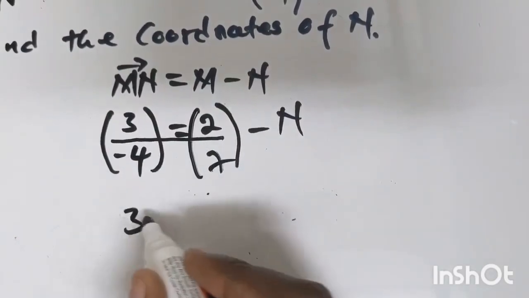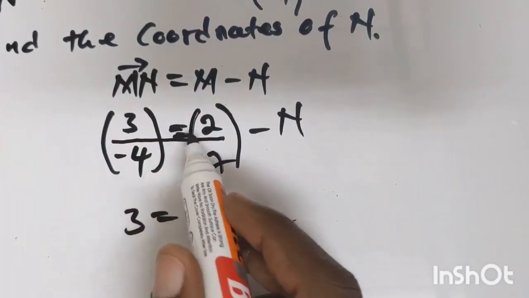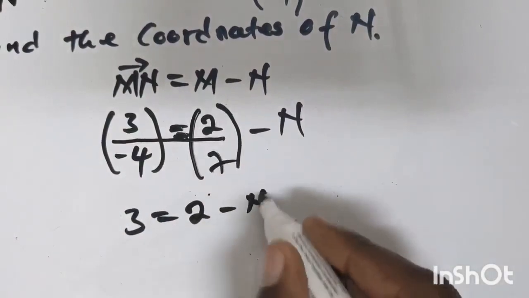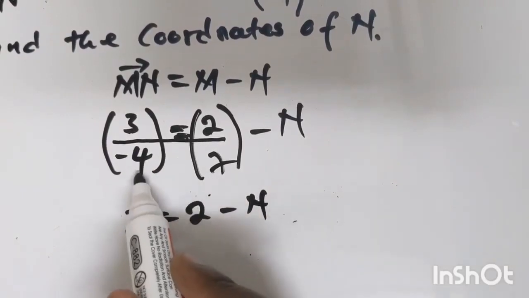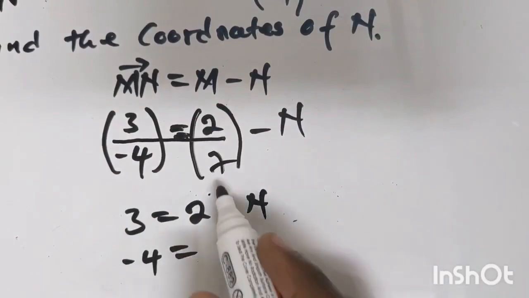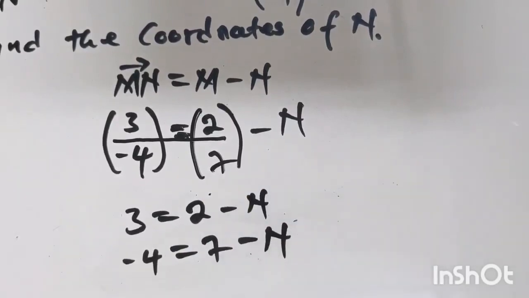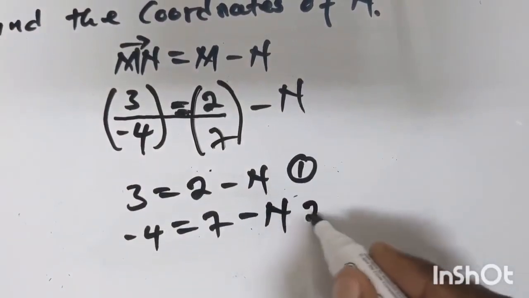We get 3 equals 2 minus N, like that. So the other coordinate, you can even find it using this: negative 4 equals 7 minus N. That is how you can find them. As simple as that, okay? So for this first one, this is the second one.